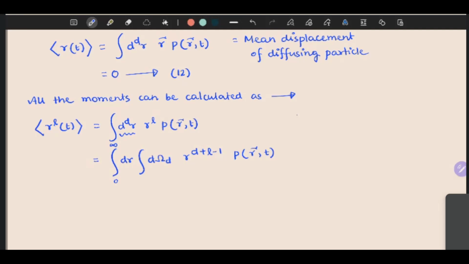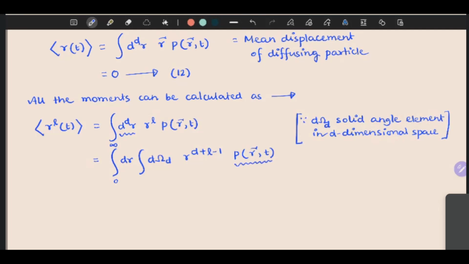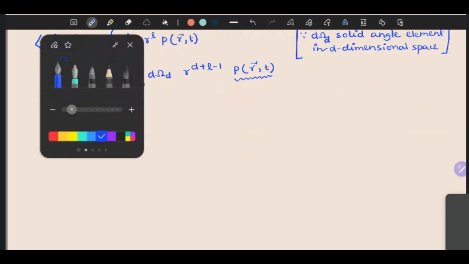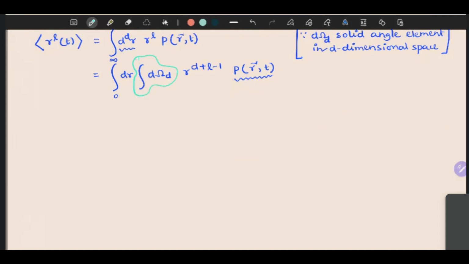So d omega d is the solid angle element in d-dimensional space. Now in this thing there are no angular coordinates, so from here we can immediately carry out the integration; this can be done separately, right?